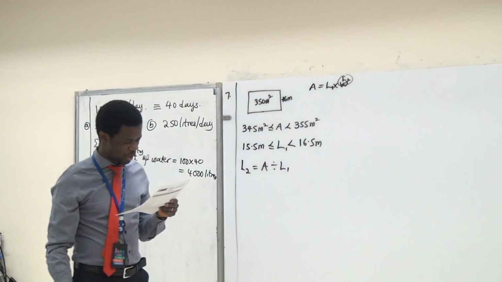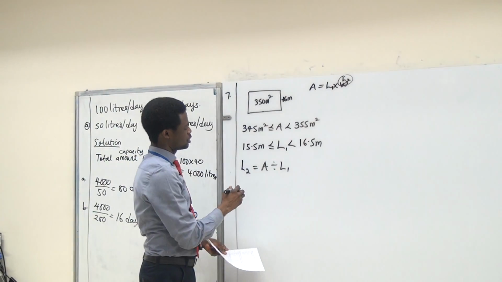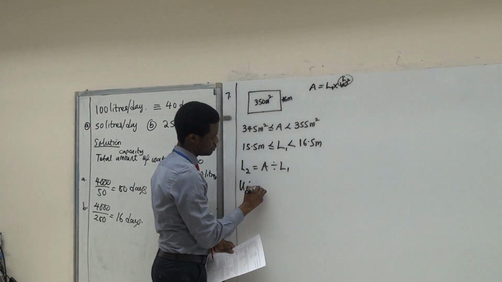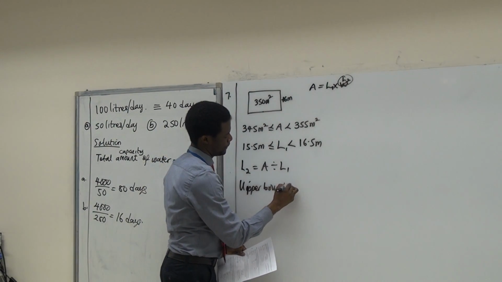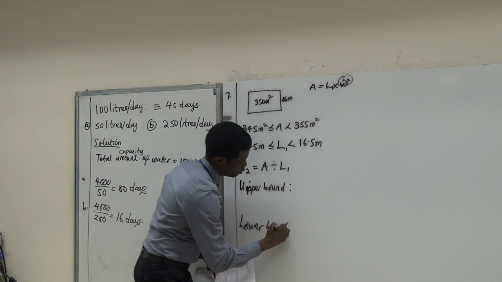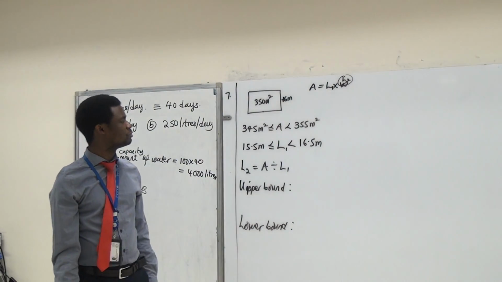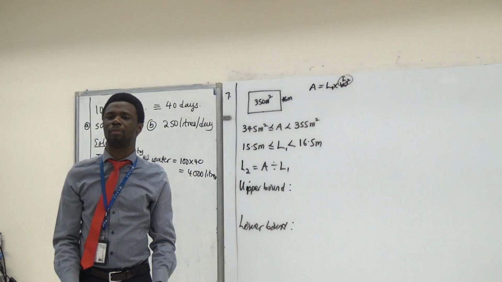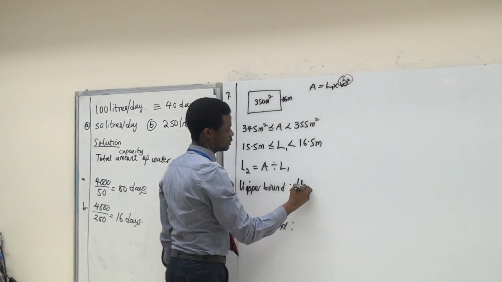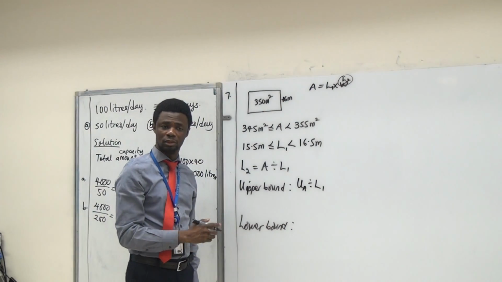And now we are looking for the upper and lower bound. Two things now: upper and lower bound. So for the upper bound of L2, then we see what happens to the lower bound of L2. Okay? For the upper bound, what do we do? Which of these bounds do we divide by which of the bound? So for the upper bound, it is upper bound of A divided by lower bound of L1. Do you remember this?